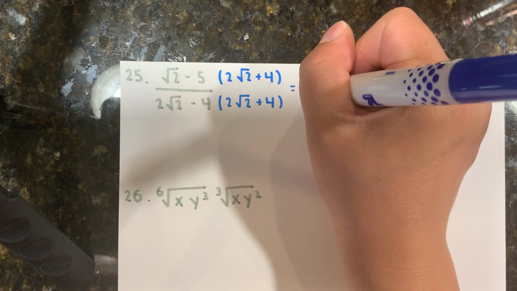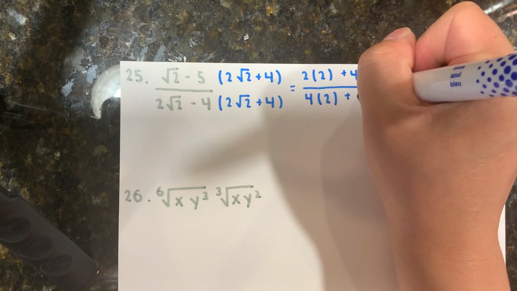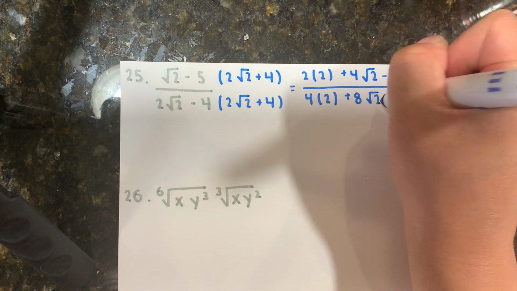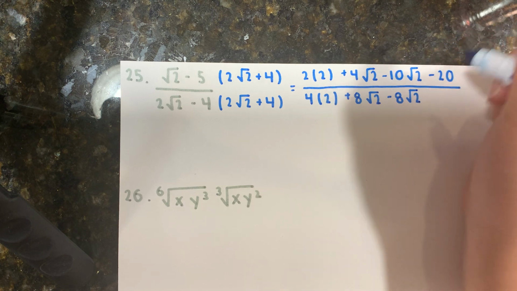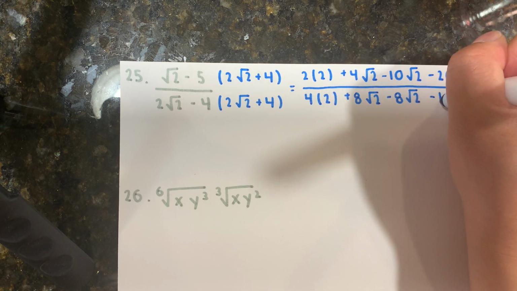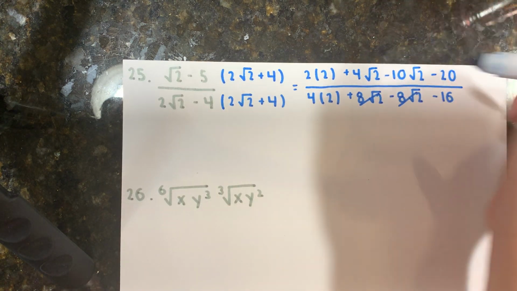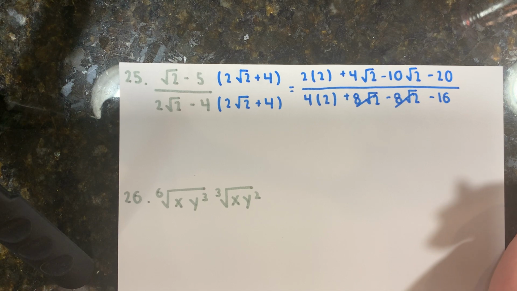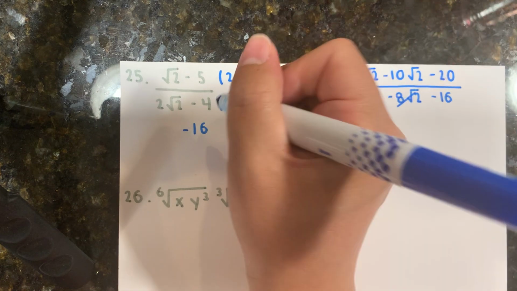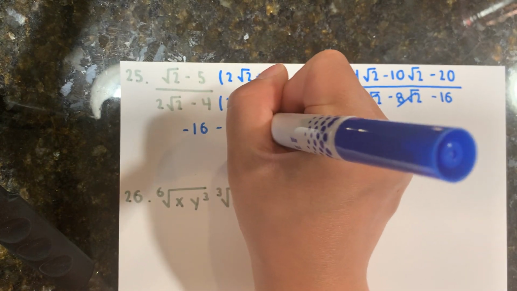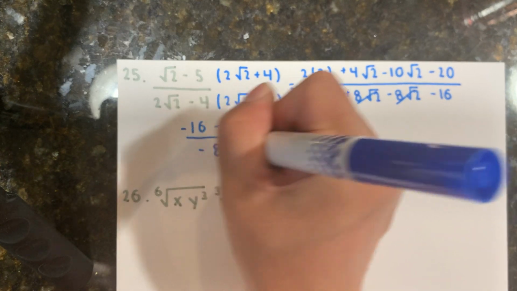2 root 2 times 2 would be 4 times 2. 2 root 2 times 4 would be 8 root 2. Negative 4 times 2 root 2 would be negative 8 root 2. And negative 4 times 4 would be negative 16. The 8 root 2's are going to cancel. In the top I have 4 minus 20, which would be negative 16. And then 4 root 2 minus 10 root 2 would be negative 6 root 2. And then I have 8 minus 16, which should be negative 8.